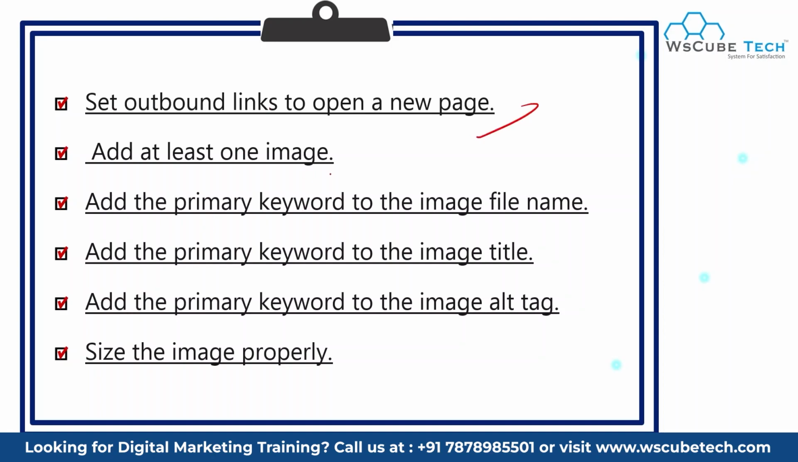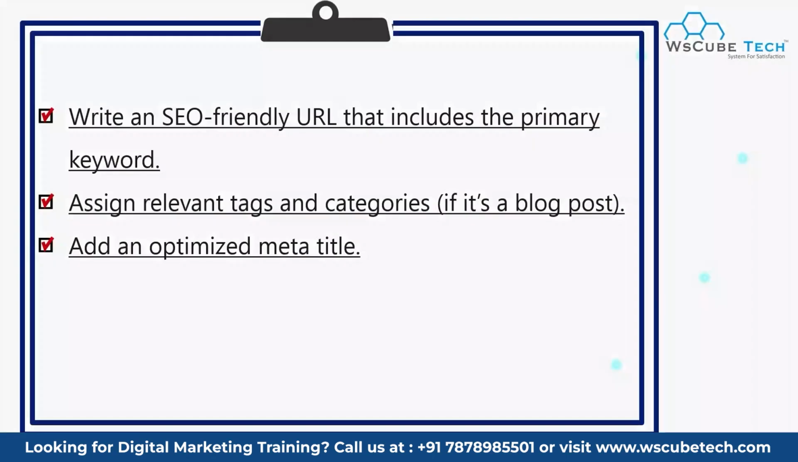Add at least one image. Add the primary keyword to the image file name, and your image title and also your image context. Set the image size properly. Write an SEO friendly URL that includes a friendly keyword. Your SEO friendly URL should be readable by you as well as readable by the search engine.